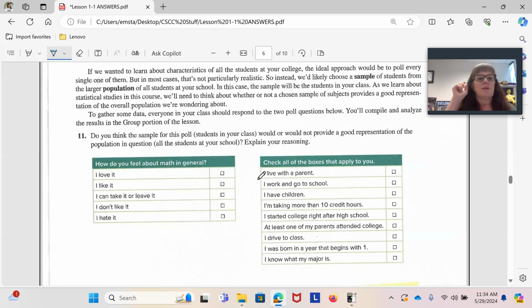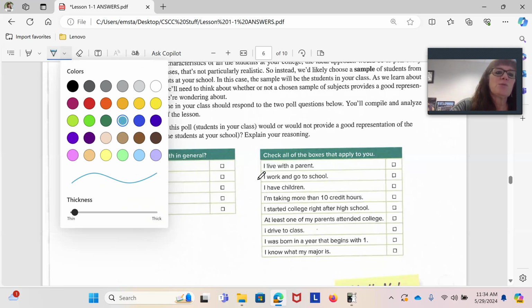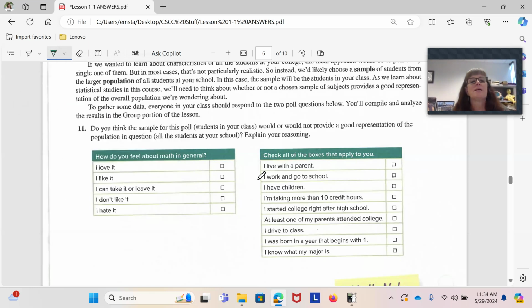For number 11, you are likely to do this as a survey in your Zoom sessions or your classes if you're face-to-face. But let's give you some numbers just so you have them in case you don't, or in case you want to work on it and practice it yourself without the numbers from class. Let's say we did a survey in the class and we had 3 people who loved math, 5 who liked it, 5 who could take it or leave it, 7 who didn't like it, and 2 who hated it.